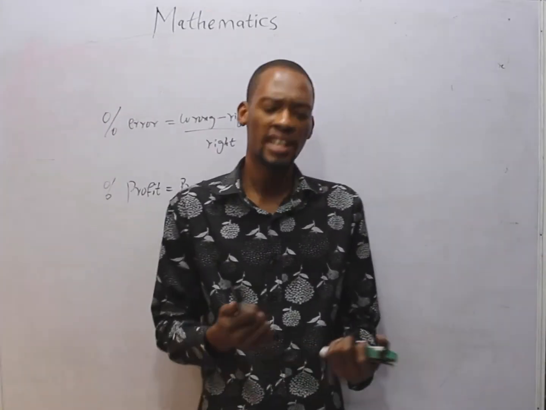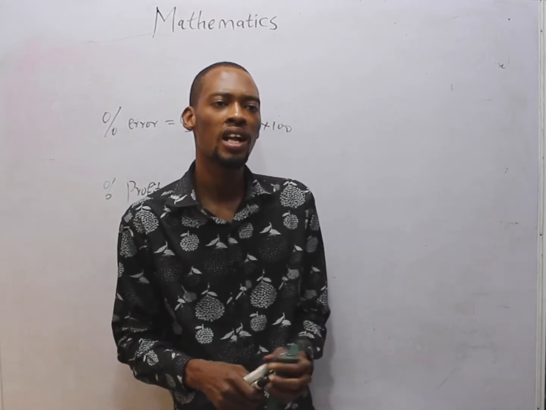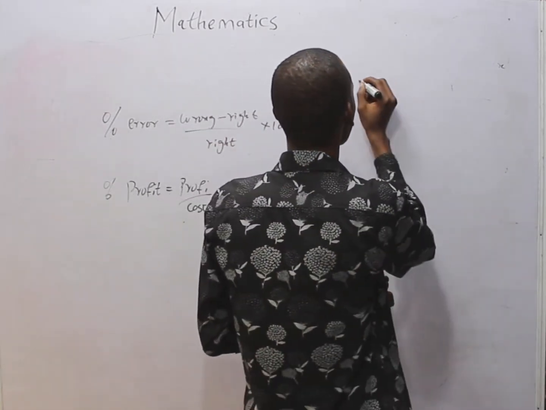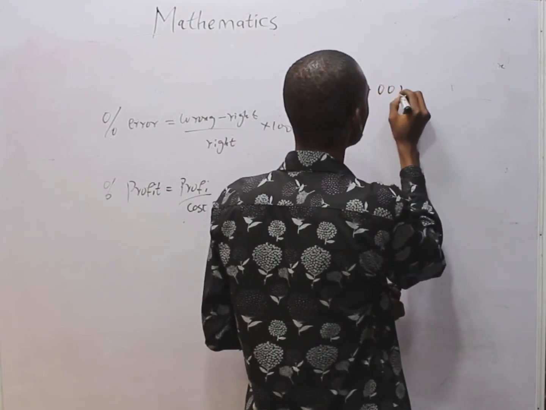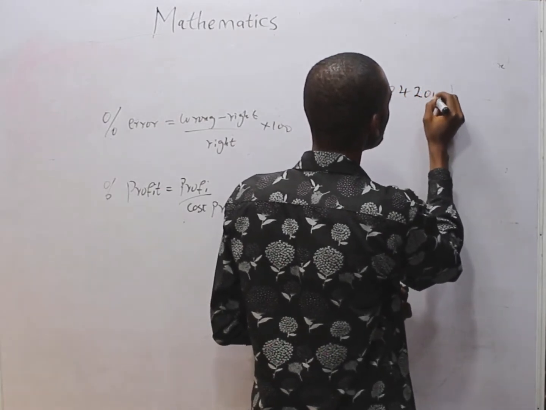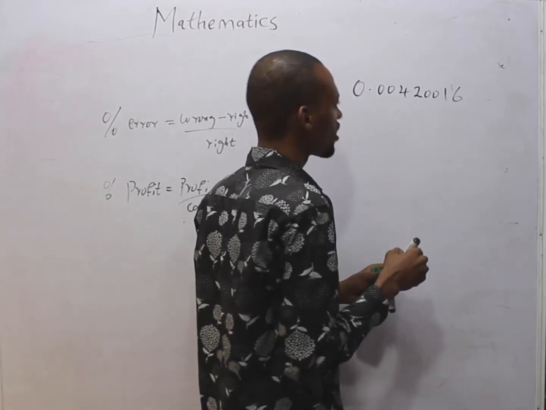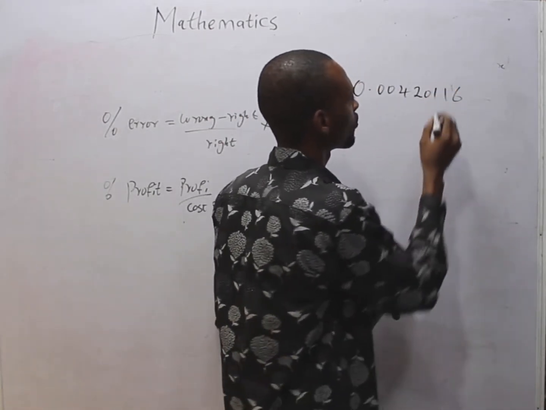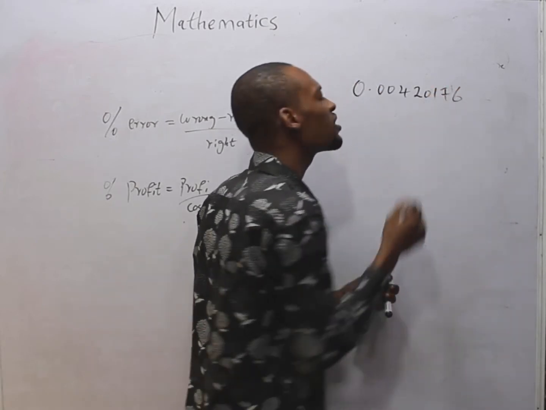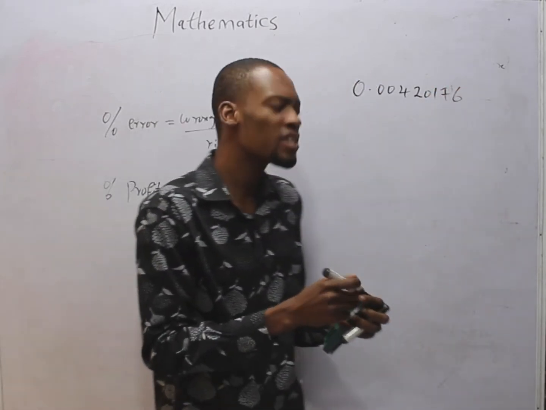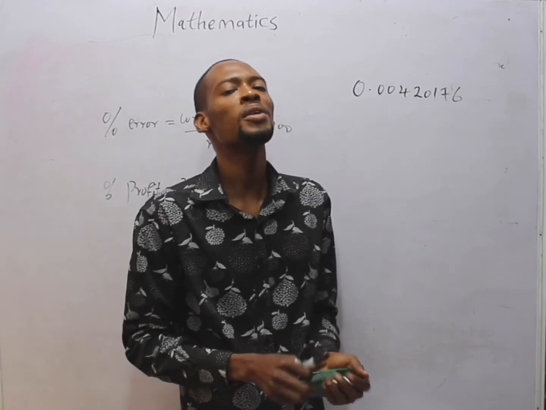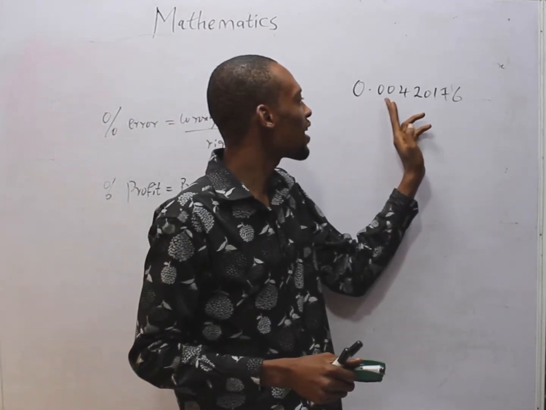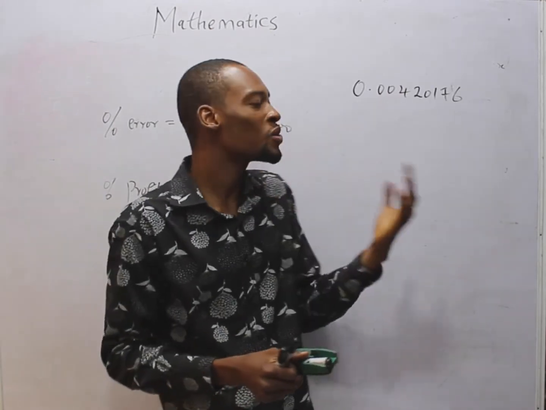Alright, now let's look at significant figure and decimal places. If I give you something like this, I say 0.004200016, and I say round this off to 3 significant figures. What do you do? Will you say 0.004? How do you do that?